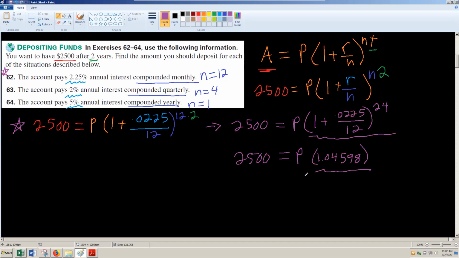So this big chunk turned into this thing here. Now I'm going to divide both sides by that number, and I get that my p-value is going to equal approximately 2390.09. So again, rounding to the hundredths place because that's my nearest penny here. Any questions on this one?